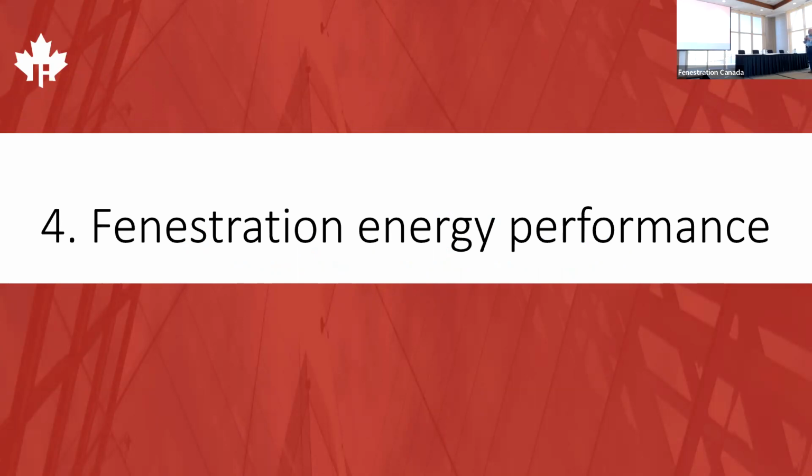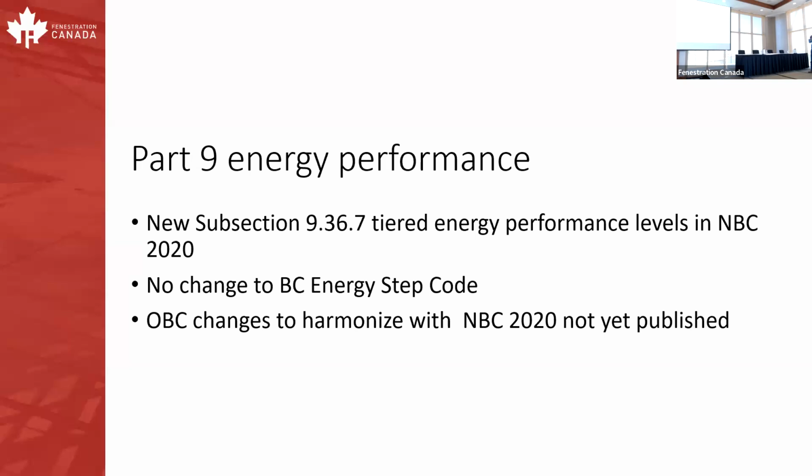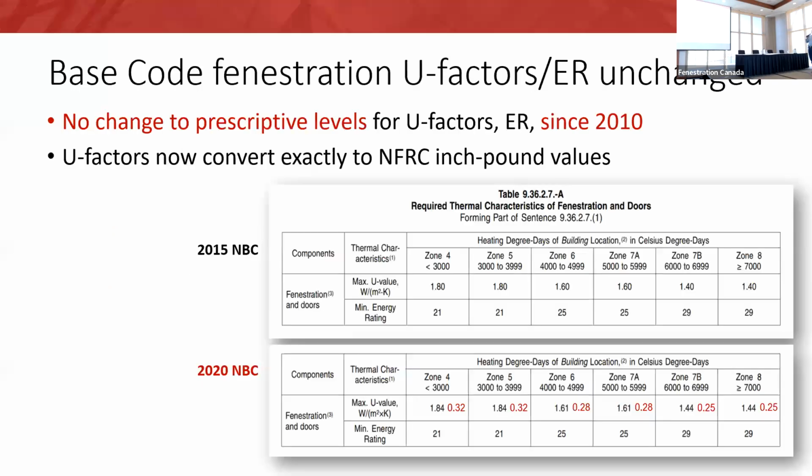Fenestration energy performance. We touched on this in a previous session as well. We have a new subsection 9.36.7, tiered energy performance levels in NBC 2020. We haven't seen the BC code, but I don't think we're going to see these changes adopted by BC because BC already has a step code and is ahead of the national code. And Ontario changes have not been published, but we have seen the public review. Ontario did propose changes for public review, so I'll touch on what those are.